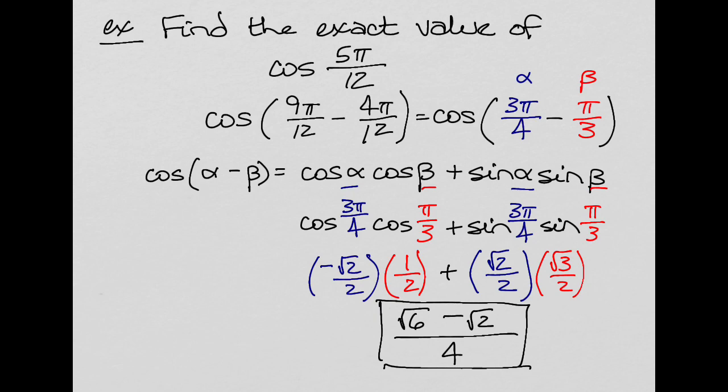Now if you looked at that and said 5 pi over 12, that's 2 pi over 12 plus 3 pi over 12, that's true. And if you used cosine of 2 pi over 12 plus 3 pi over 12 instead, guess what? You're going to get the same thing. And that's totally fine. However you see it best, that's what you should pick.